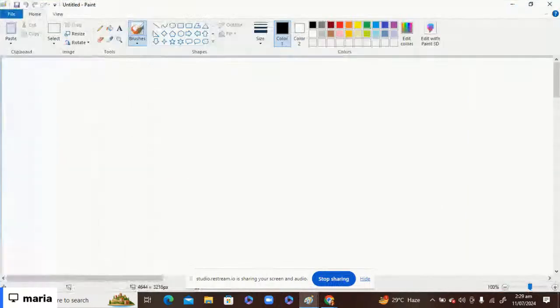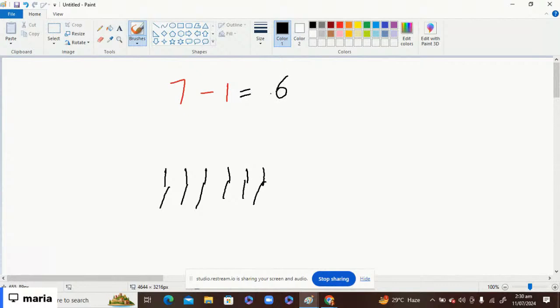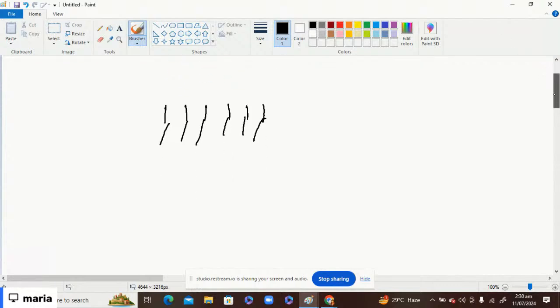Look here. If they're saying subtraction of 7 minus 1, how can we solve? First of all, draw 7 lines in your notebook. It's 1, 2, 3, 4, 5, 6, 7. Now remove how many lines? Only one line is removed. So how many lines are left? Counted 1, 2, 3, 4, 5, and 6. So 6 lines are left. That is basically the answer.